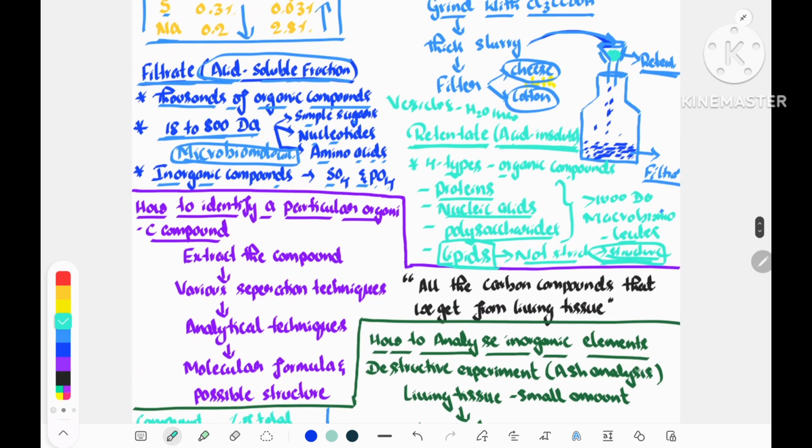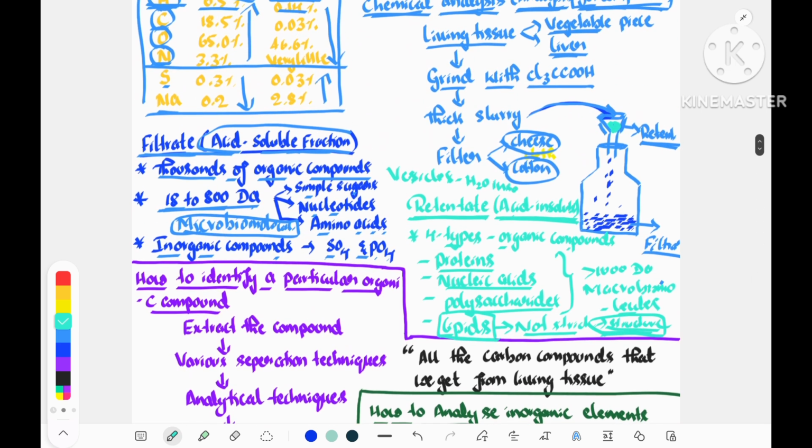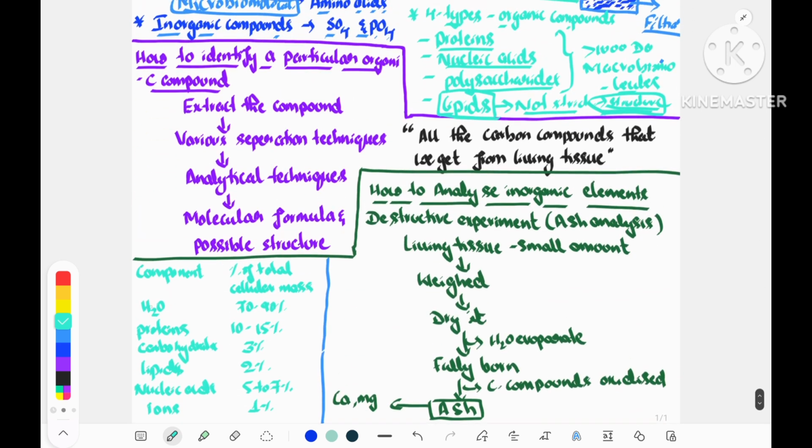When we analyze the chemical compounds present in a living tissue, we will obtain the components which are present in the living tissue. The components present are water, proteins, carbohydrates, lipids, nucleic acids and ions in varying percentages. Water is 70 to 90%, proteins 10 to 15%, carbohydrates 3%, lipids 2%, nucleic acids 5 to 7% and ions only 1%, which suggests that we need to have more and more water and more proteins in our food. So this table will be helpful for maintaining our diet chart also.